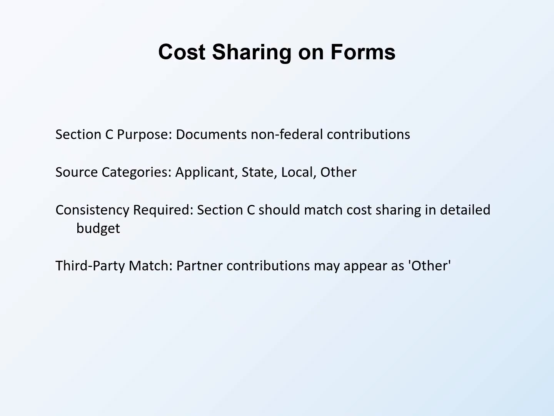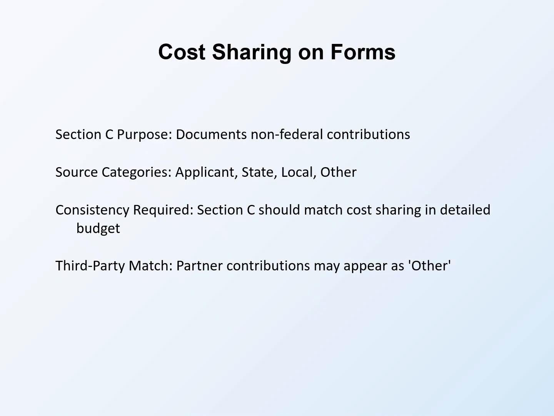Consistency requires that Section C match cost sharing described in your detailed budget and justification. If your detailed budget shows $50,000 in cost sharing, Section C should show $50,000. If you claim specific sources in your narrative, the same sources should appear on the form.